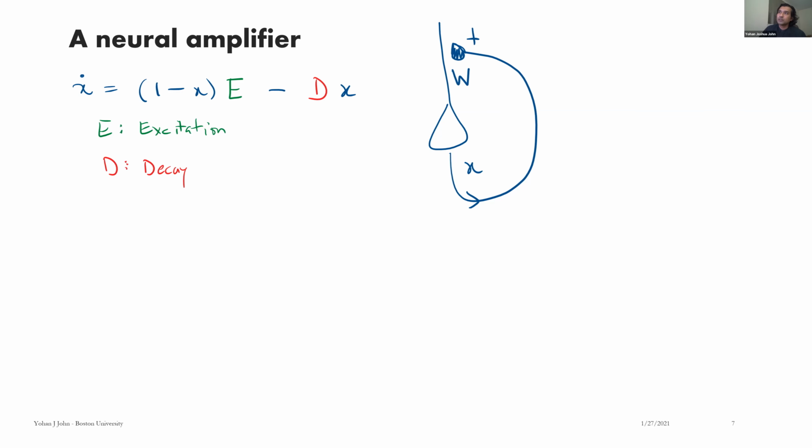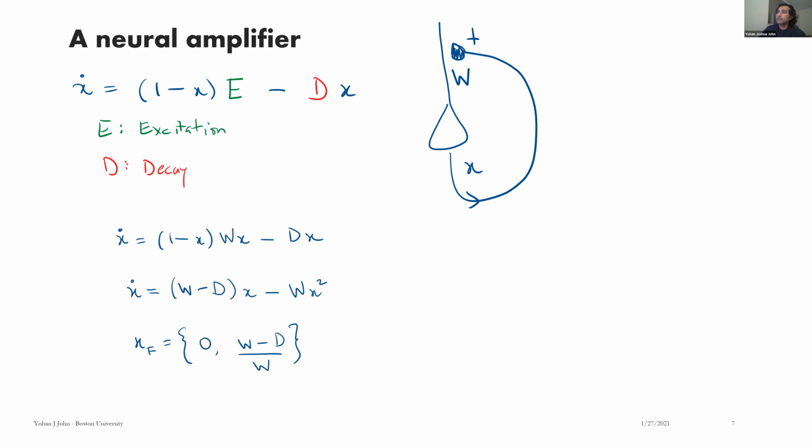So now I've just rederived the same equation that we just saw, framed in terms of a connection weight and a decay rate. So there's two fixed points. The boring one is x equal to 0.